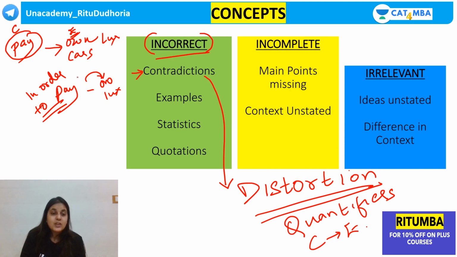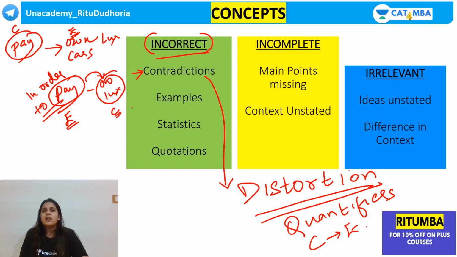But the option says in order to get a higher pay, if you want a good salary, that is the effect that you're seeking, then the prerequisite is you should own a luxurious car. So what happened here? Cause and effect got reversed. So there is a distortion of cause and effect, meaning a change, and it contradicts the paragraph.